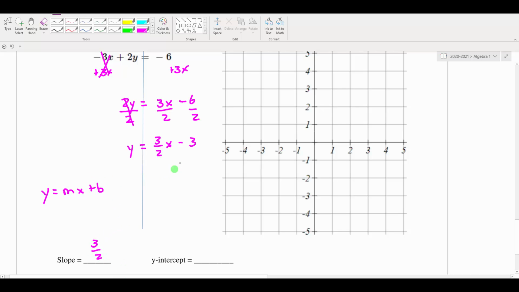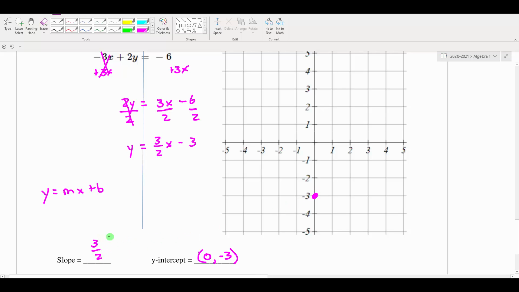And then the b value represents our y-intercept, which is right over here. That's the -3. So I write that as a coordinate. It's going to be 0, -3. Right? Remember, y-intercepts always have an x-coordinate of 0. Okay, so now I'm going to go plot my line. I can start at the y-intercept. So if I go 0, -3, I plot my point, and then I use my slope to tell me where to go.